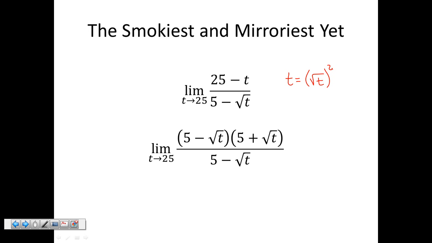Do not come to me in class and say, I never would have thought of that, because you better think of it now. There's a really big clue that I want to do this, because in the bottom I have 5 minus the square root of t. That can cancel. When that cancels, I can just plug in 25. The square root of 25 is 5, and 5 plus 5 is 10.